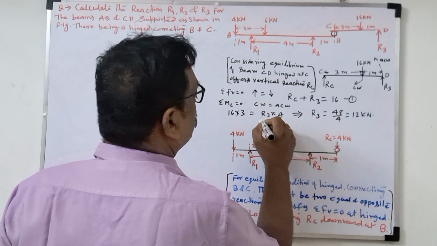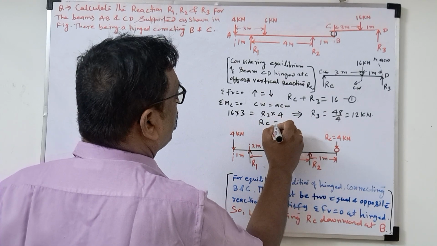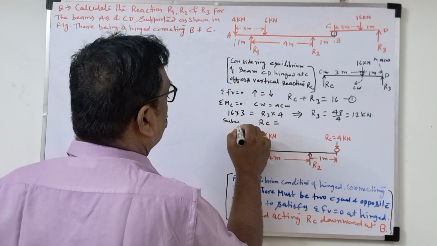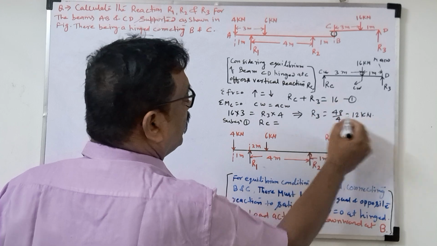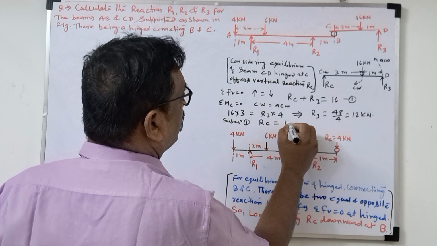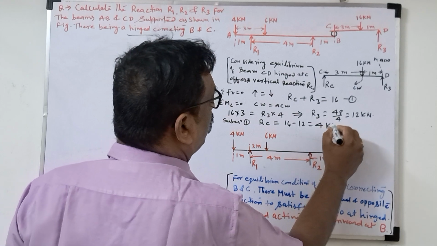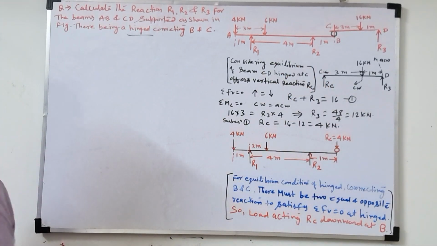Then if you substitute this in equation 1, you will get RC here. Substituting in equation 1, how much are we getting for RC? 16 minus 12, equal to 4 kilonewton. So RC, now we know, is 4 kilonewtons.